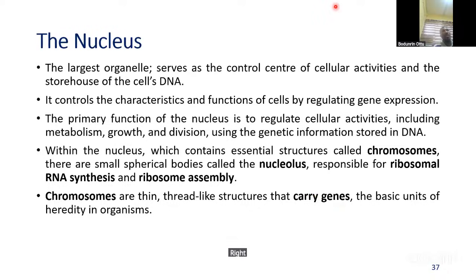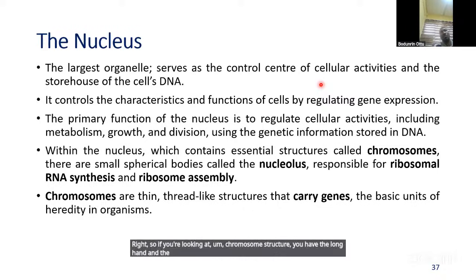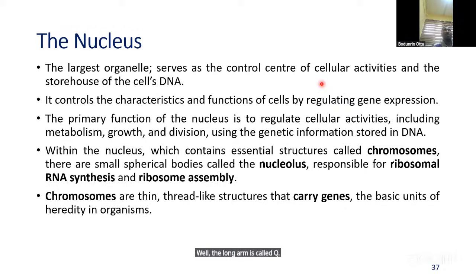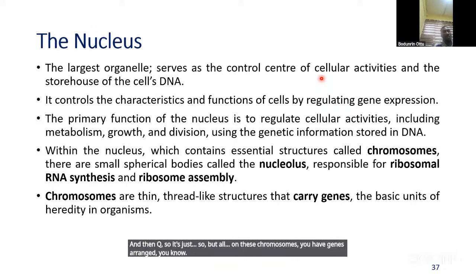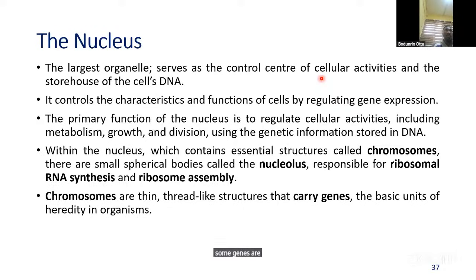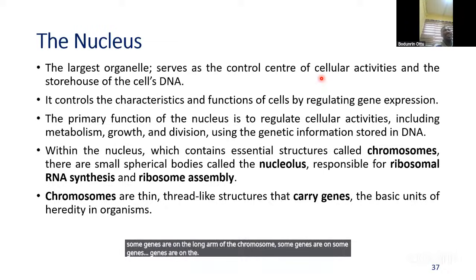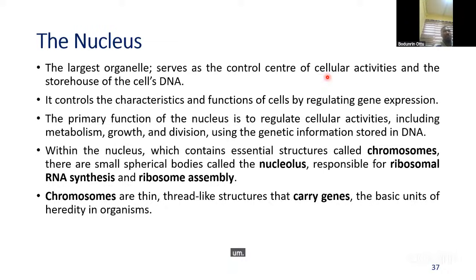If you're looking at chromosome structure, you have the long arm and the short arm. The short arm is called P, while the long arm is called Q. Sometimes you think of P like petite, and then Q. On these chromosomes you have genes arranged, some genes are on the long arm of the chromosome, some genes are on the short arm of the chromosome.